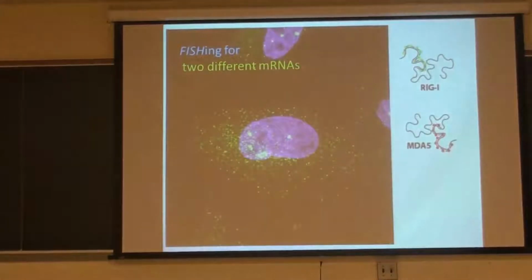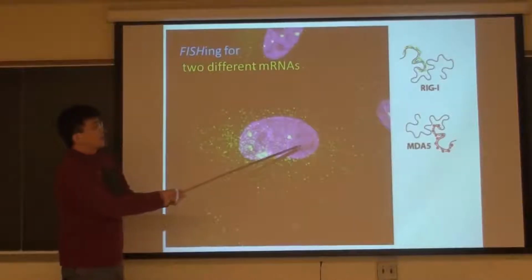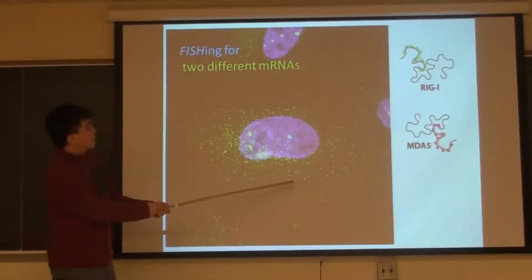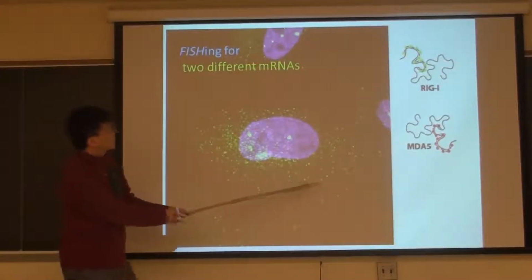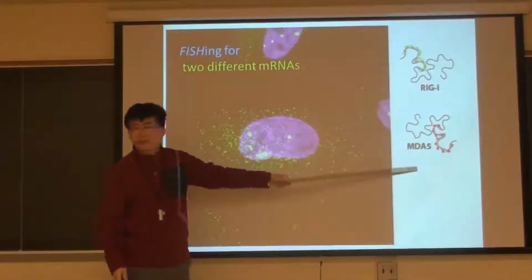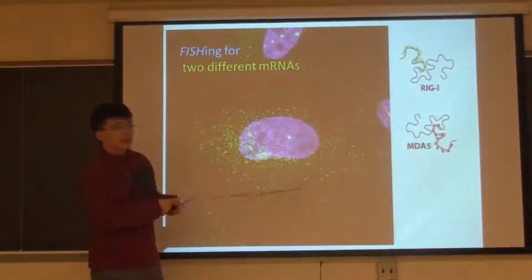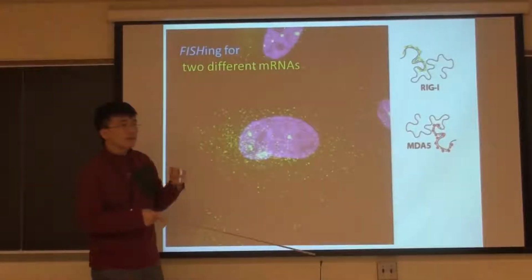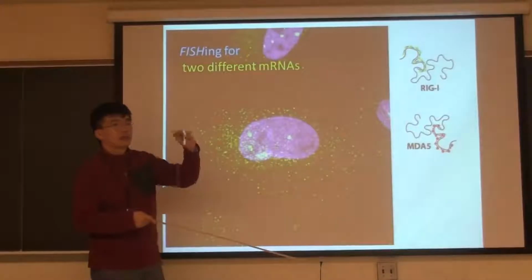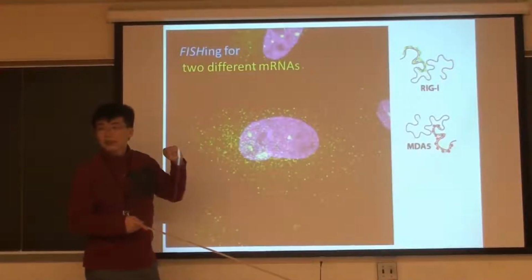And you can do this in 2 different colors. So here, again, the purple is the nucleus, the DNA staining. And then you have one gene labeled with green, shown here, and then another gene is labeled with red. The name actually doesn't matter here. You can see that red and green are clearly distinct. And you can count them. So you can count the expression levels of 2 different genes at the same time from a single cell.